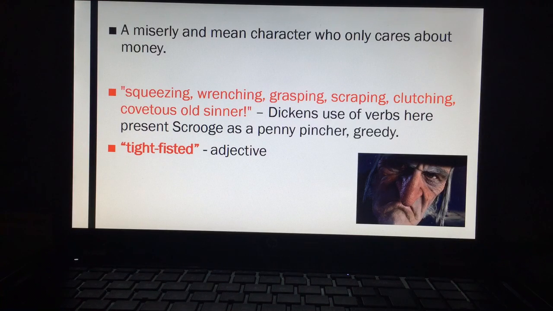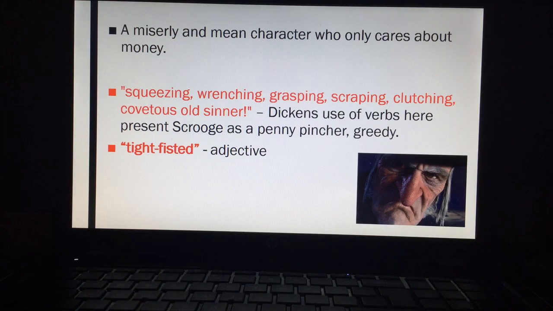At the very beginning then, we have a miserly and mean character who only cares about money. Quotation: squeezing, wrenching, grasping, scraping, clutching, covetous old sinner. So Dickens' use of verbs here presents Scrooge as a penny pincher, as someone greedy. And remember, that is, as I said, synonymous with his name.